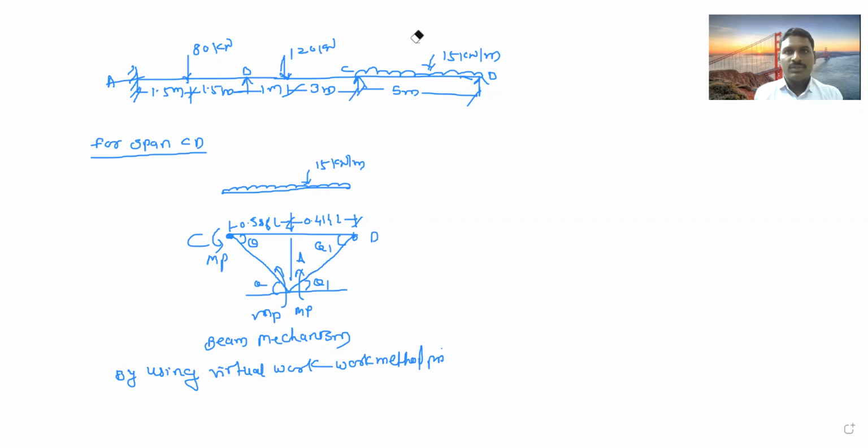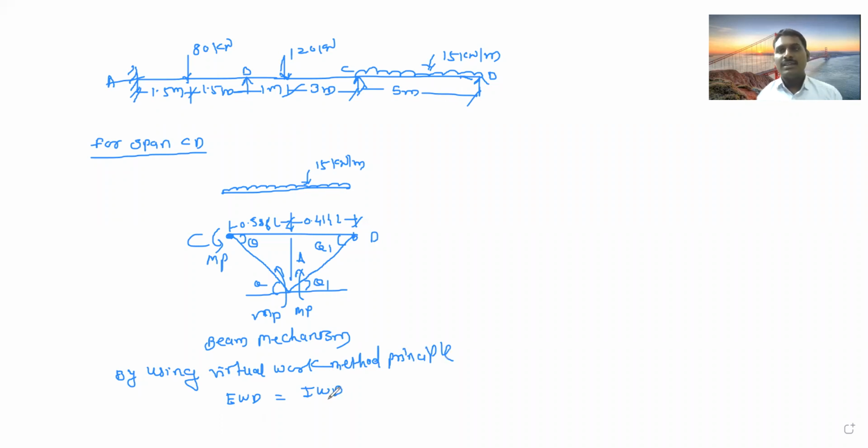By using the virtual work method principle. So what does the virtual work method principle say? External work done is equal to internal work.